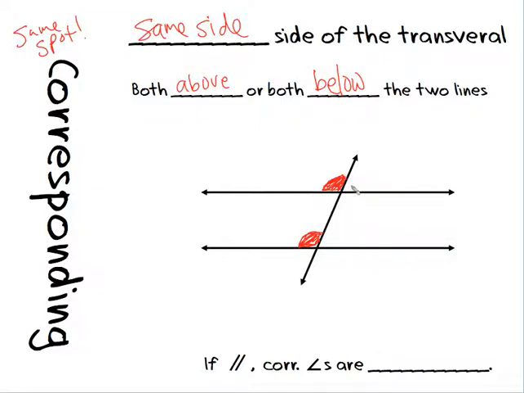Then we'll color this one blue. Doesn't really matter, just make sure that they're the same color. This one right here is the same color as this one right here. And we really fill these in tomorrow, but in case you want them now, if lines are parallel, corresponding angles are congruent.